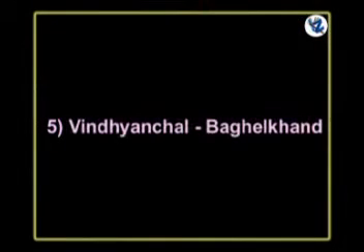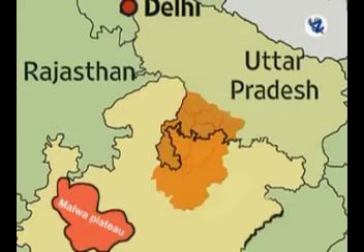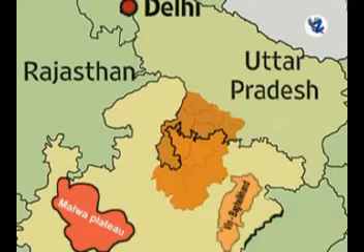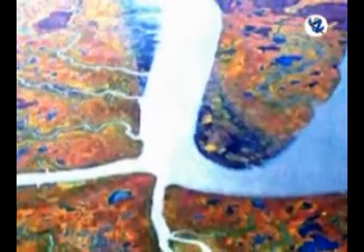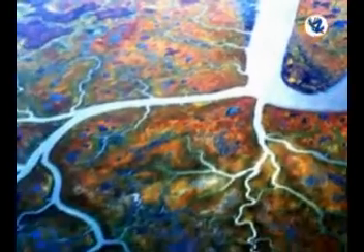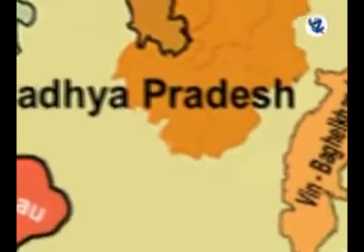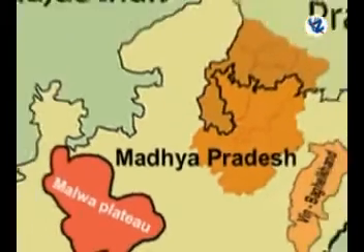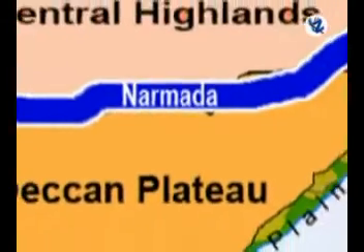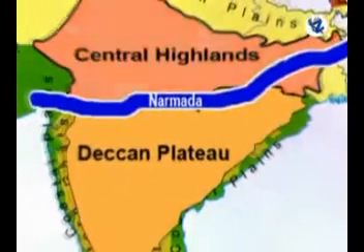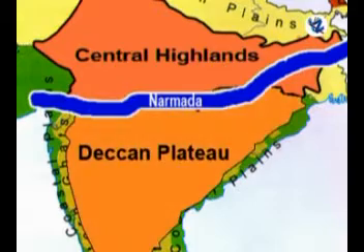5. Vindhyachal Baghelkhand. The region to the southeast of Bundelkhand and east of the Malwa Plateau is known as Vindhyachal Baghelkhand. The area is drained by river Tons, river Son and its tributaries. Most of the Vindhyachal area falls within the state of Madhya Pradesh. Son-Narmada is generally taken as a physical boundary between the Central Highlands and the Deccan Plateau.